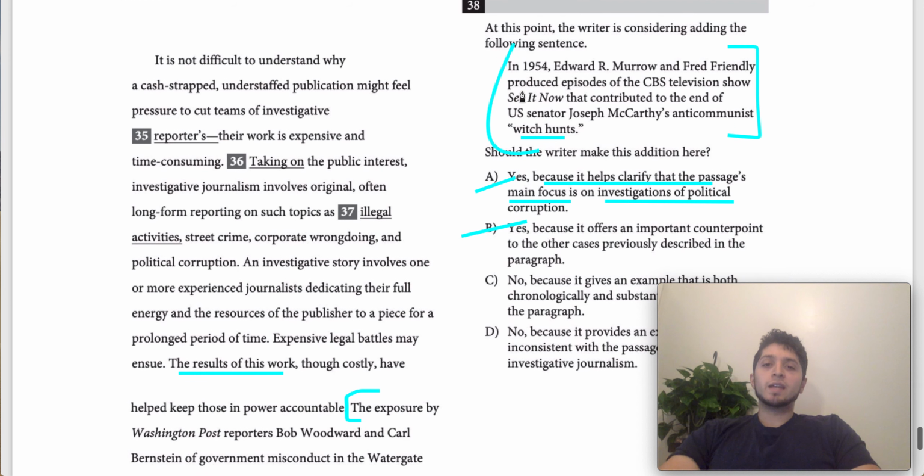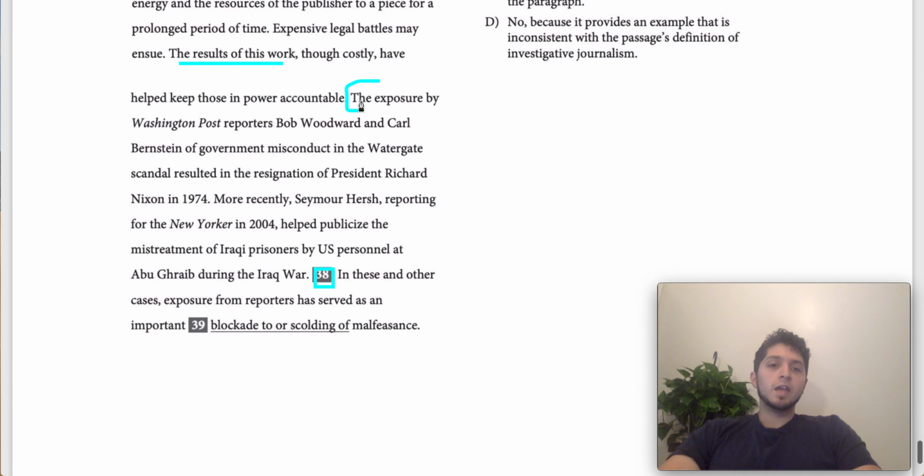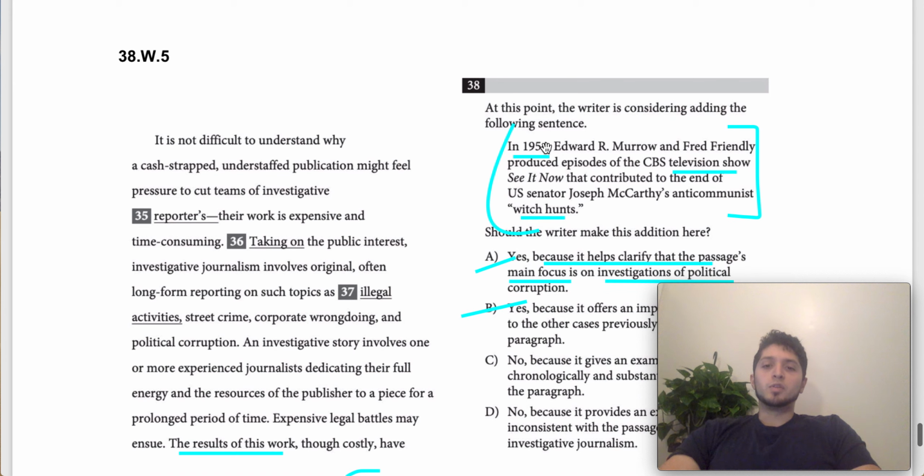And the things that should stand out is the fact that this is referencing 1954, and it's referencing a television show. Why is that important? It's important because if we look here, the first piece of investigative journalism that the paragraph cites is in 1974. Then it says more recently, 2004. So we have this basic chronology. We're going from 1974 to something more recent to 2004. So to mention something from 1954 is a little bit off.